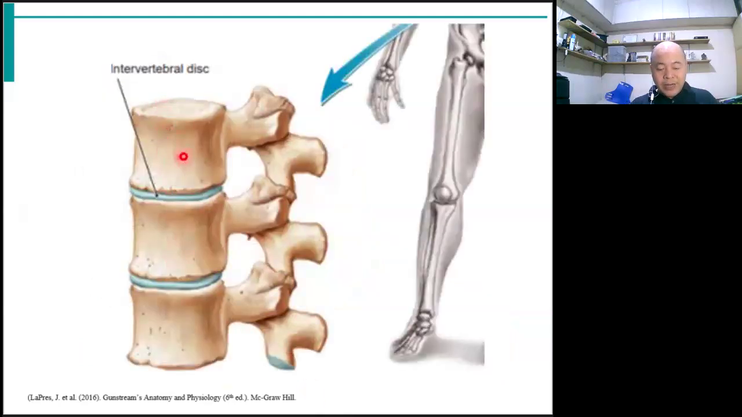Along the spine, I magnified this as well from the previous slide, we have the intervertebral discs. So we have an injury sometimes when these discs pop or are pulled out a little and then the bones sandwich them. It is very painful.